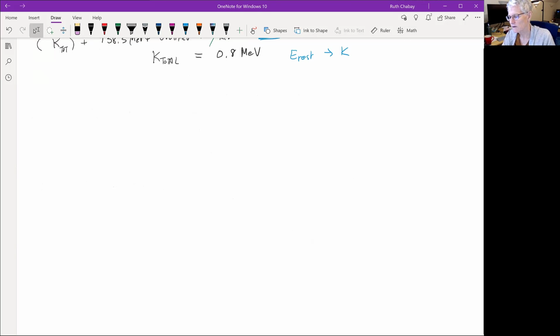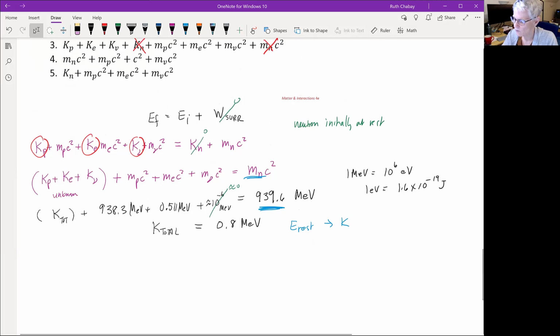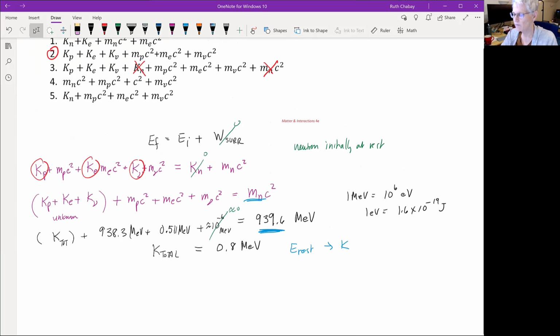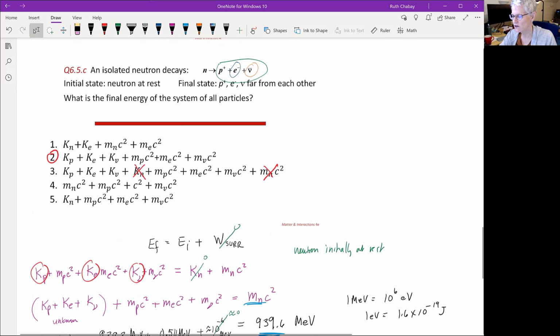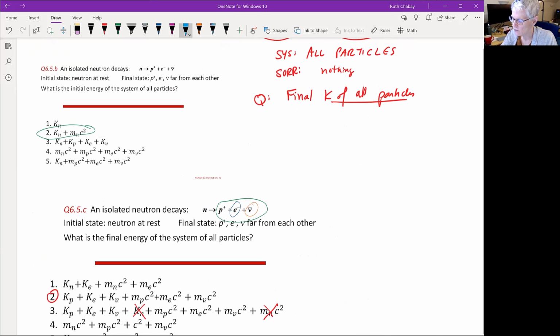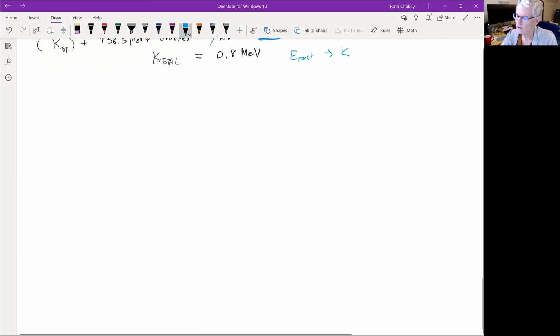There is, however, something more. We did this correctly because we took the final state as being these particles far away from each other, so they basically weren't interacting. But if we have a system with interacting particles, we're going to see that we need another kind of energy.